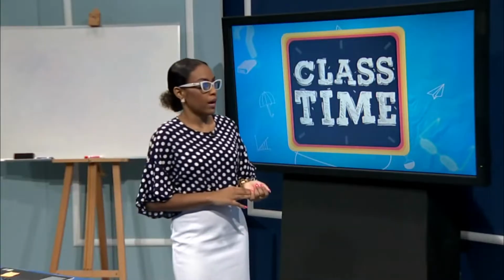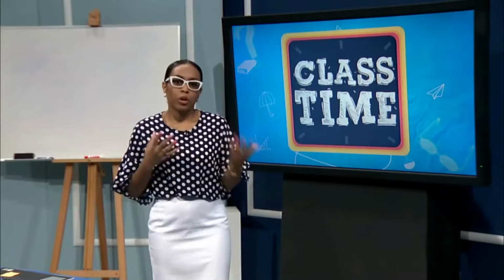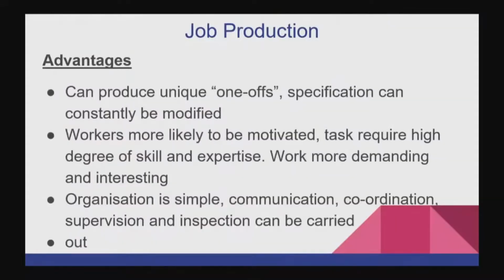We're going to be looking now at some of the advantages, because remember in businesses, we have our pros, we have our cons. So we have our advantages, and we're going to be looking at disadvantages as well. So some of the advantages for job production: can produce unique one-off products. Specification can constantly be modified. And as you can see, I keep referring to unique one-off products because for job production, I want you to remember, hence I'm emphasizing that term.